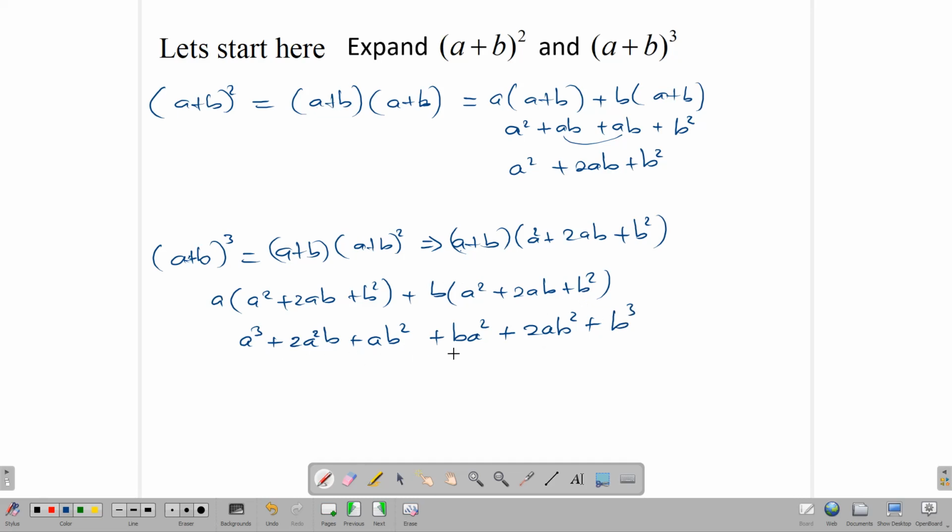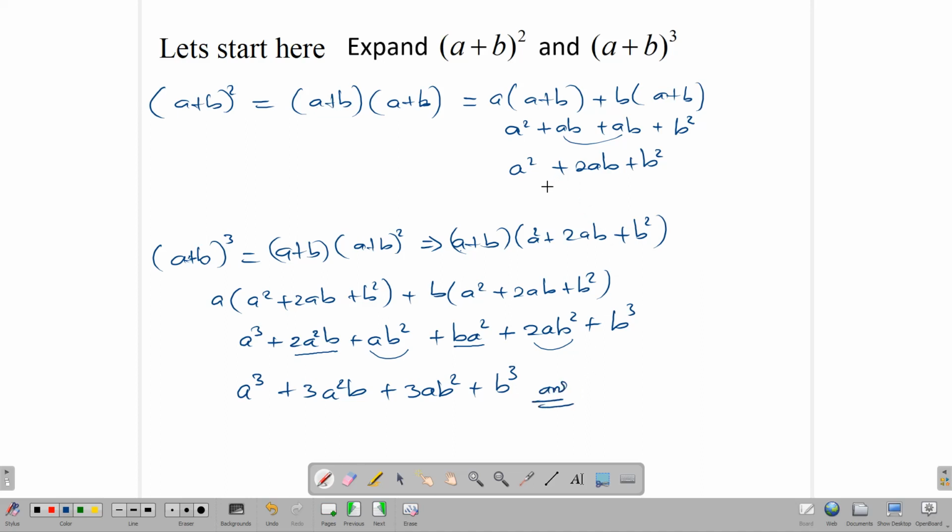Now there's some things in there that can be tidied up, so we're going to tidy them up. So notice we have a to the third here. There's a 2a squared b here, and there's also a squared b right there. And so we can combine them to get 3a squared b. This ab squared is also similar to this, so we can combine those again and get 3ab squared. And then we have our b to the third power. All right, so this becomes our answer.